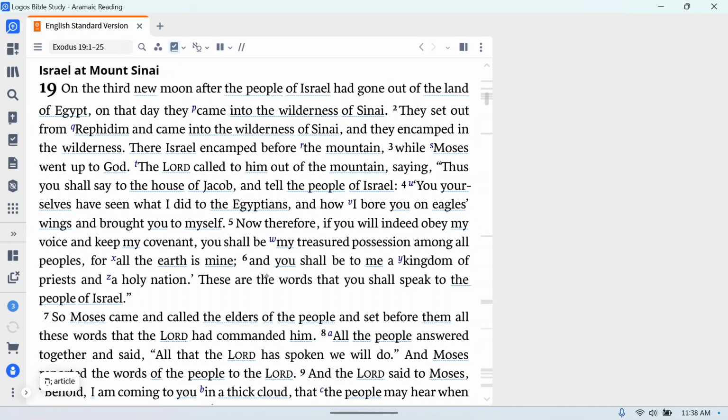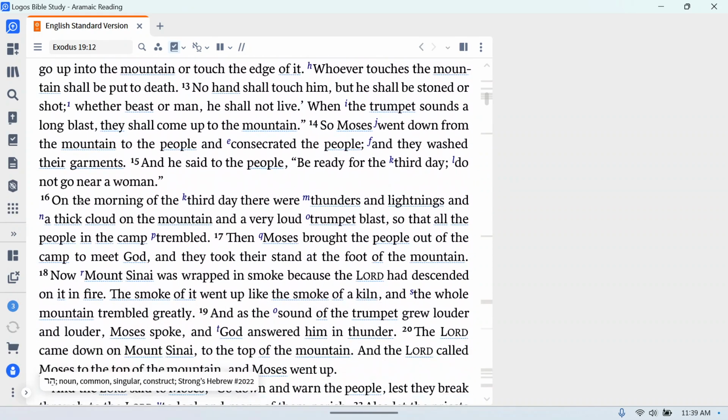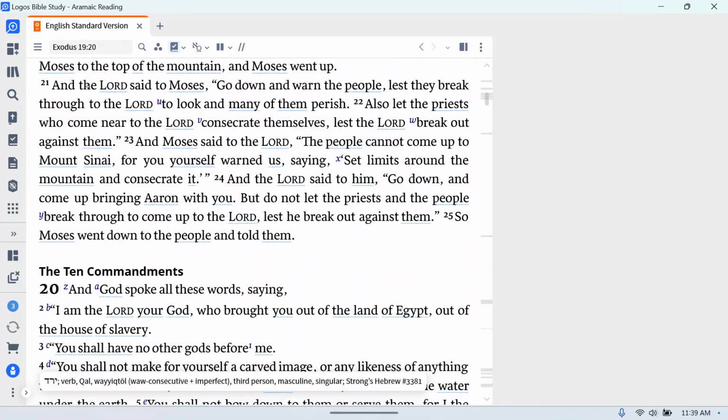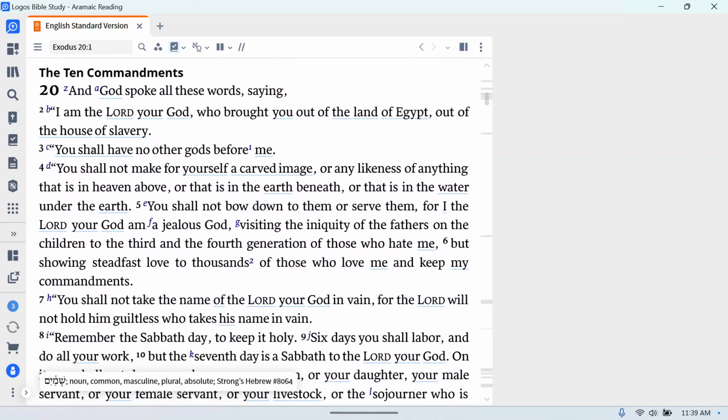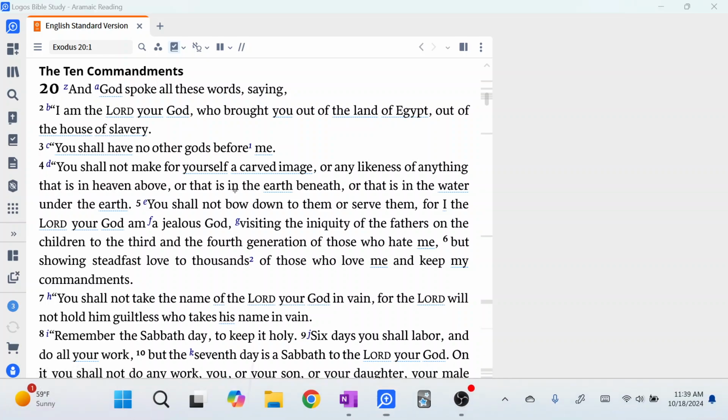Just like that promise to Abraham said that all the families of the earth would be blessed in Abraham and in his descendants. This is now what's going to happen as long as the people of Israel will obey God's voice and keep his covenant. And so in line with that, God appears to the people on Mount Sinai, and here in chapter 20, he starts to tell them some of the basic terms of the covenant that they need to keep, right? The 10 Commandments. You shall have no other gods before me. Don't make for yourself a carved image, and so on.